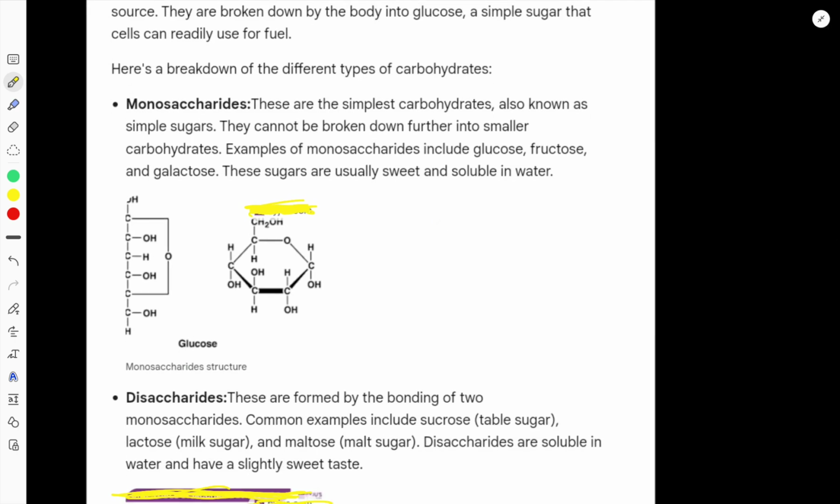Here is the breakdown of different types of carbohydrates, or classification of carbohydrate. Monosaccharides are the simplest carbohydrates, also known as simple sugars. These are sugars because they can easily dissolve in water and their taste is sweet. They cannot be broken down further into smaller carbohydrates. Examples of monosaccharides include glucose, fructose, and galactose. That is, all monosaccharides are sugars, soluble in water, and sweet.